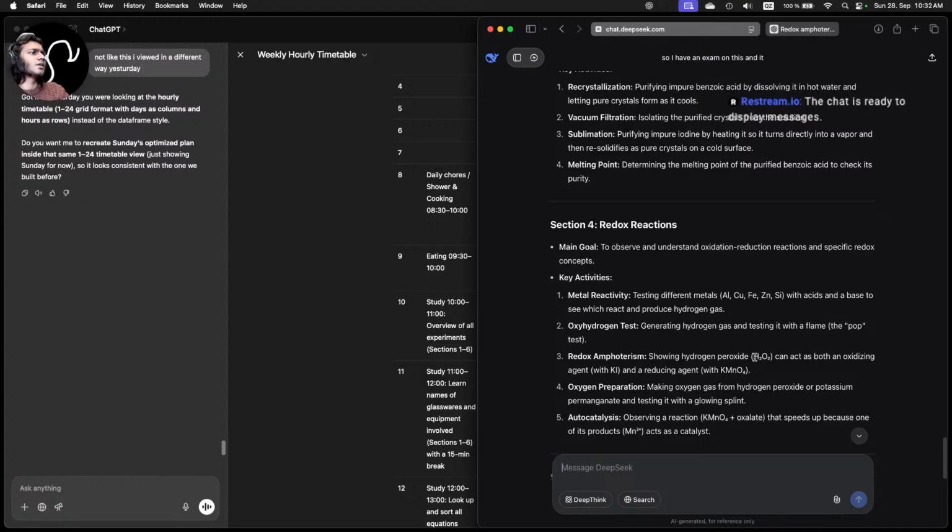Oxygen preparation: making oxygen gas from hydrogen peroxide or potassium permanganate and testing it with a glowing splint.